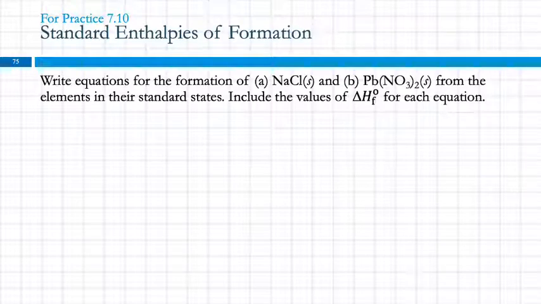Okay, write equations for the formation of sodium chloride and lead nitrate from the elements in their standard states. Include the values of standard heat of formation for each equation. Let's do the first one first. So here we've got sodium chloride as our product, and it's a solid. And what are the two elements present? Sodium and chlorine, right?